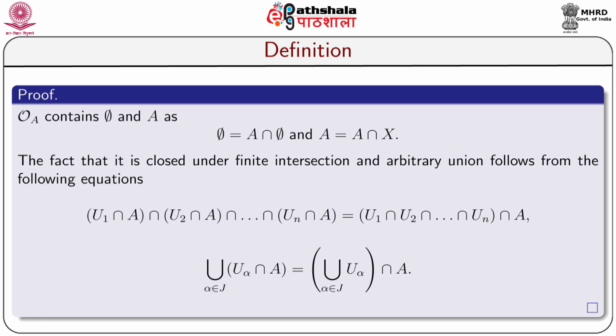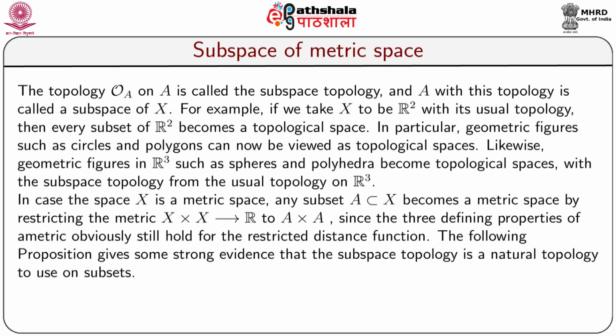With this topology, O_A will be called the subspace topology of (X, O). For example, let us consider the interval 0, 1. What will be the subspace topology of R on the closed interval 0, 1? The subspace topology will be given by the intersection of open sets of R with the interval 0, 1. That means open intervals in 0, 1. So, in the subspace topology on 0, 1, the basic open sets are the open intervals of 0, 1.